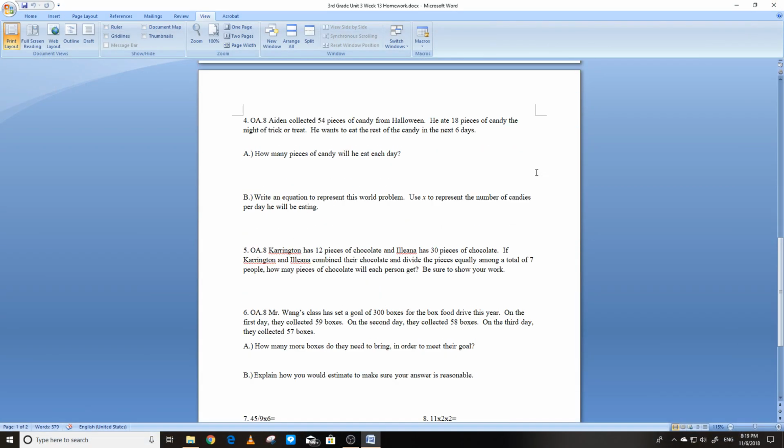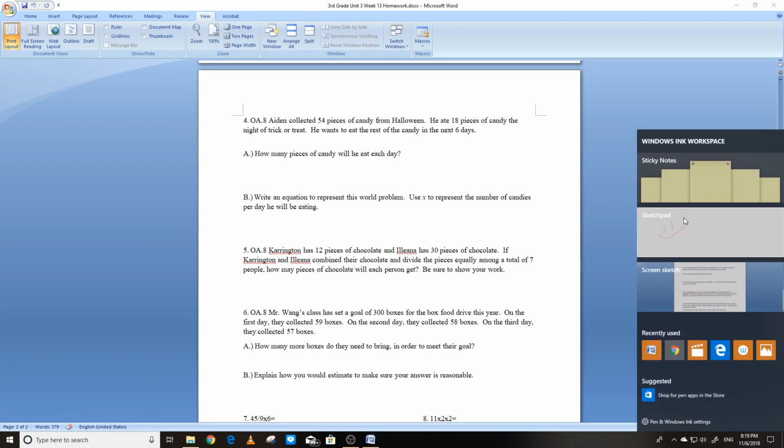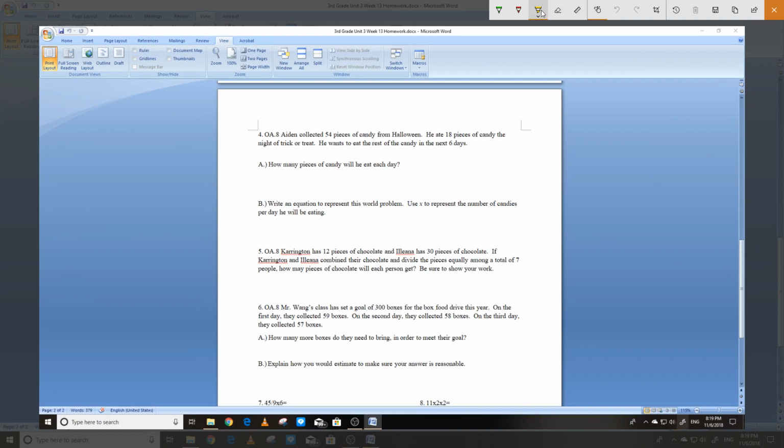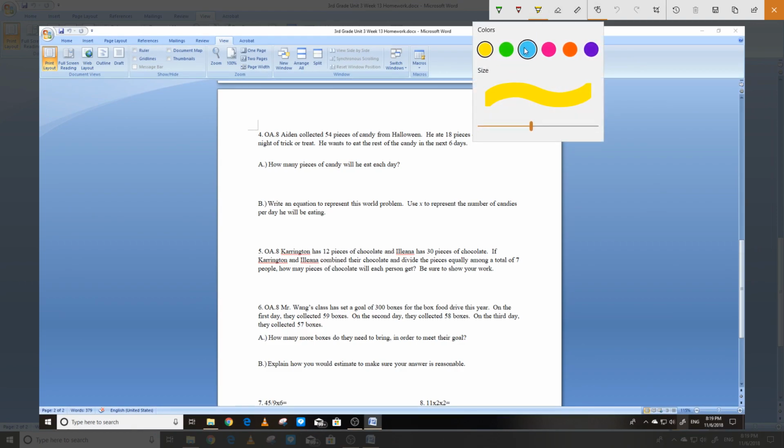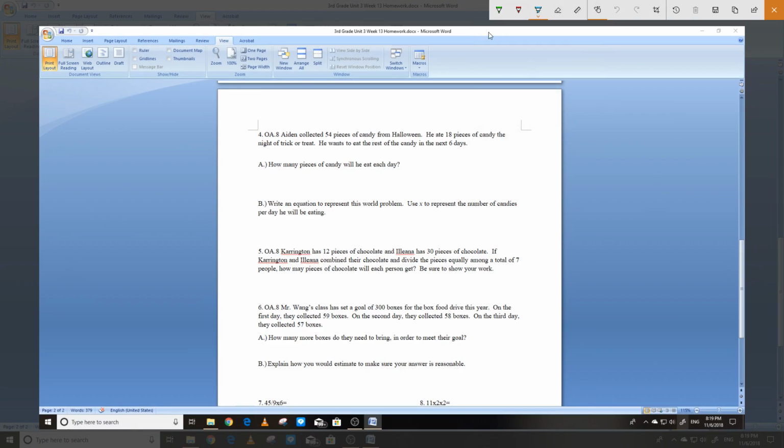Number 4 is also a very interesting question. Please note that we have done this before. Don't be afraid of it. It's not as hard as you think. All right. It says Aiden collected 54 pieces of candy from Halloween. He ate 18 pieces of candy the night of trick-or-treat. He wants to eat the rest of the candy in the next 6 days. How many pieces of candy will he eat each day?